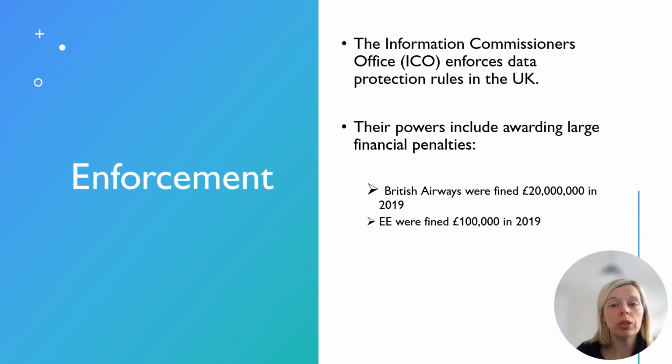The Information Commissioner's Office, often referred to as the ICO, enforces data protection rules in the UK. They have formidable powers which include awarding significant financial penalties. Well-known examples include British Airways, who were fined £20 million in 2019 for data security failings, which enabled unauthorised access to be obtained to personal and payment card information relating to more than 400,000 of its customers. EE were fined £100,000 for sending over 2.5 million marketing messages to customers without their consent.